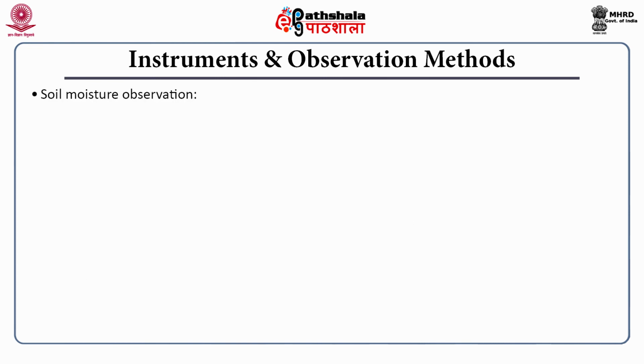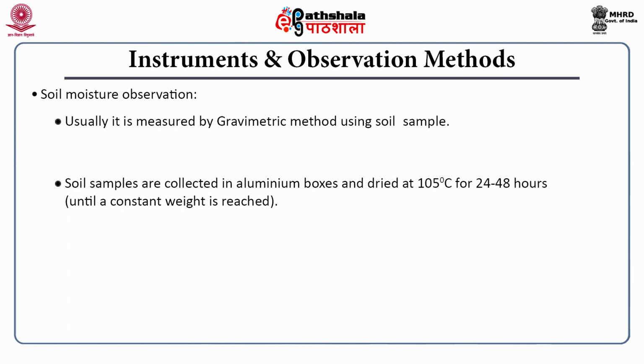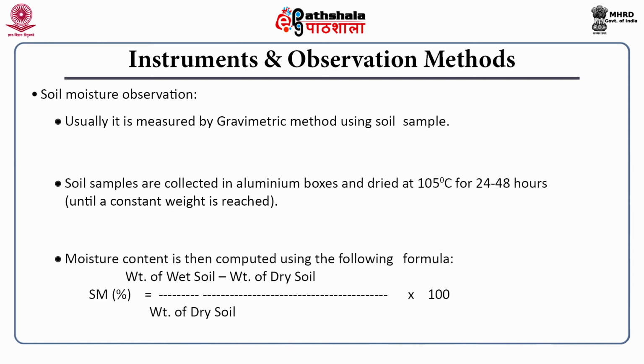Now, soil moisture observation is taken in most agromet observatories. It is usually measured by the gravimetric method. Soil samples are collected in aluminum boxes and those are dried at 105 degrees centigrade till a constant weight is reached. Generally, based on soil and moisture content, 24 hours to 48 hours is required to attain this constant weight, and moisture content is calculated using the following formula. Gravimetric moisture content percentage is weight of wet soil minus weight of dry soil, divided by weight of dry soil, into 100.